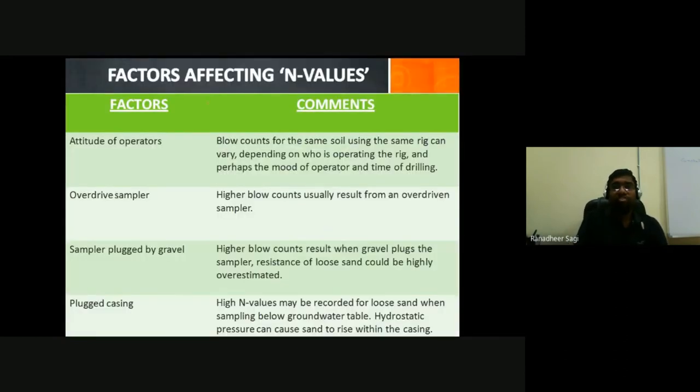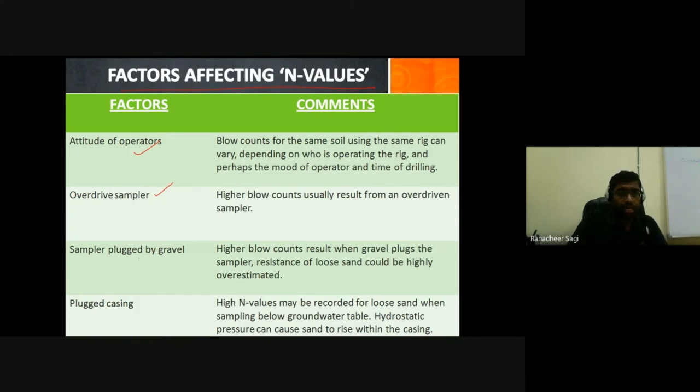So what are the different factors that are going to be affecting the SPT N values? The SPT N value that you are going to get would depend on the attitude of the operator, how he is operating that equipment. And it also depends on the overdriving condition of your sampling tube, where you are not properly counting the number of blows.